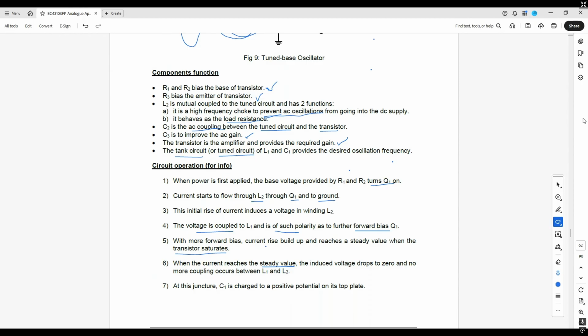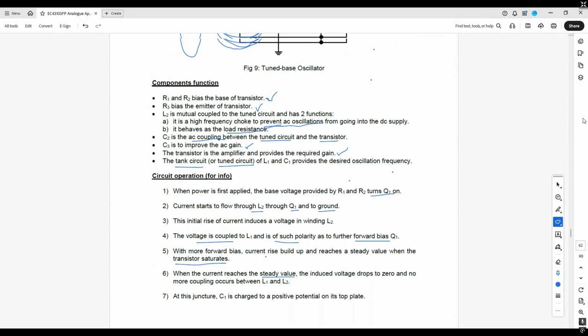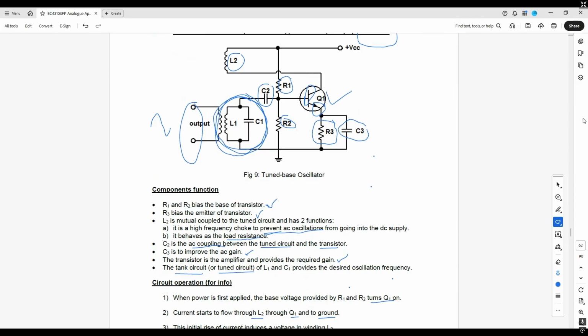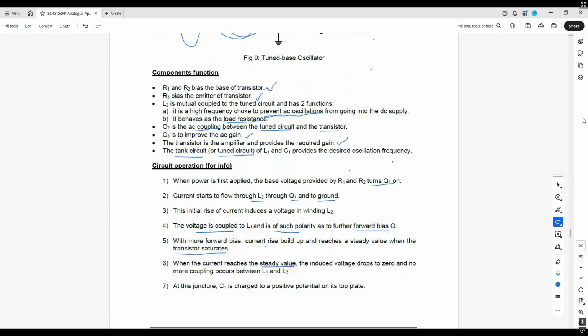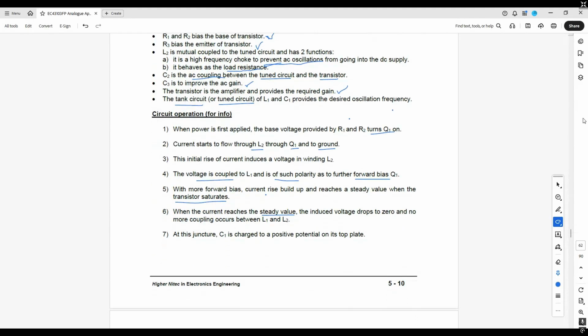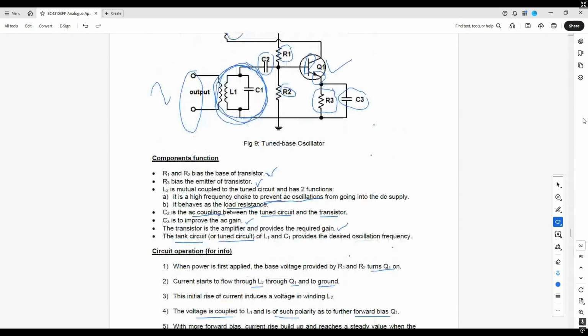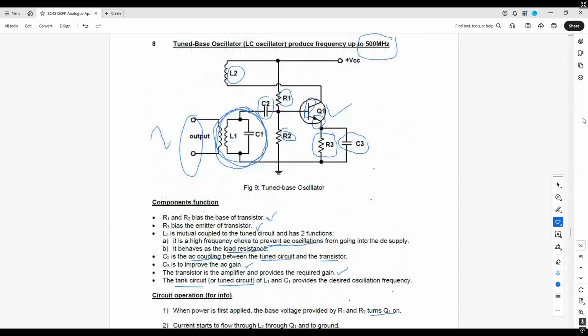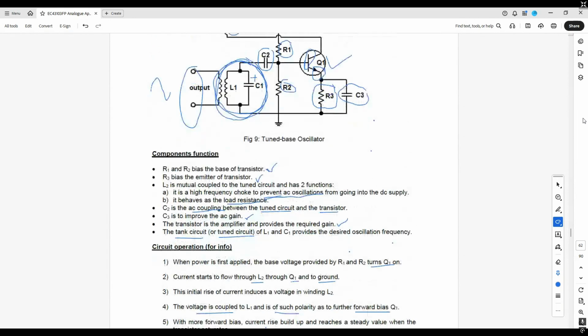And no more coupling occurs between L1 and L2. Okay, so in other words, there's no more coupling, and then what happens next is very important. Okay, at this juncture, C1 will charge to a positive potential on the top plate. Okay, hold on first. We come back to the circuit. We are talking about the capacitor here. You will start to charge. All right, and the top plate means over here. The top plate will start to charge, all right, to positive.